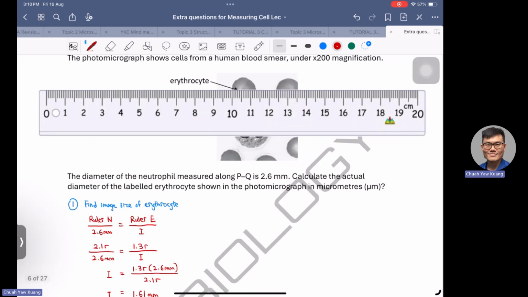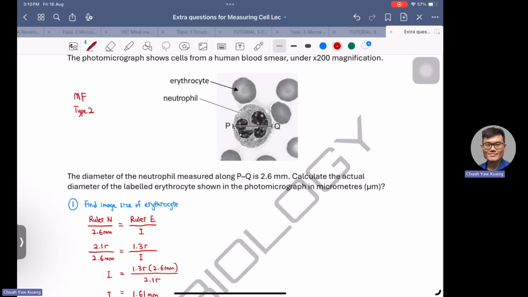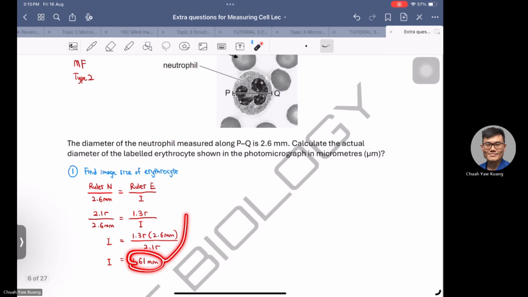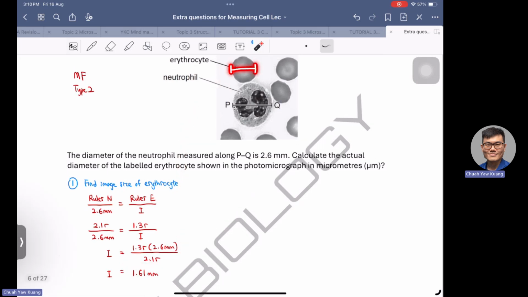So that means, no, we don't need the ruler anymore. Based on the measurement given, P to Q is 2.6 mm, and we use this 2.6 mm as the reference. And now we can know that the image size for this electrocyte is actually 1.61 mm. The calculation is from here. So this is what we get.